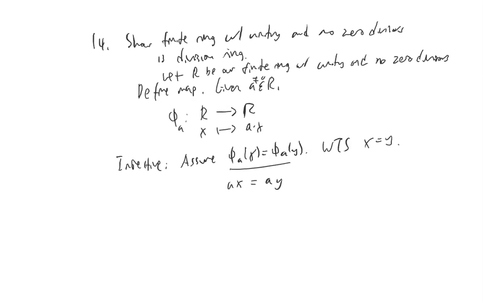So take an element a not zero. Such an element exists, because if not, then R is the zero ring, and in the zero ring every non-zero element is invertible because there is no other element, there's just zero. So that's the trivial case. Without loss of generality, we can assume A is not zero. Then why does this imply x equals y?